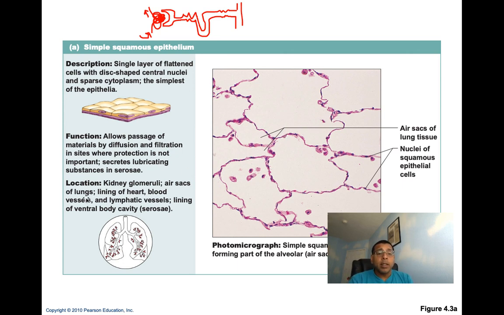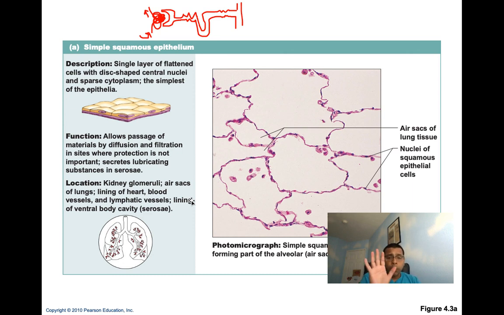So air sacs of the lungs, lining of the heart, lining of your blood vessels, the lining of your lymphatic vessels, and also your ventral body cavity lining that we saw, the serosa, simple squamous epithelium. Next then we have endothelium. Endothelium is still simple squamous epithelium. Now we get fancy, and in science we start to give specific things names. Endothelium is the specific name for the simple squamous epithelia found lining our lymphatic vessels, our blood vessels, and our heart.